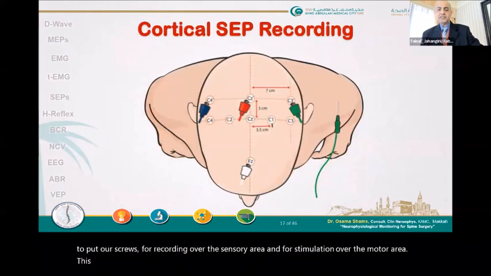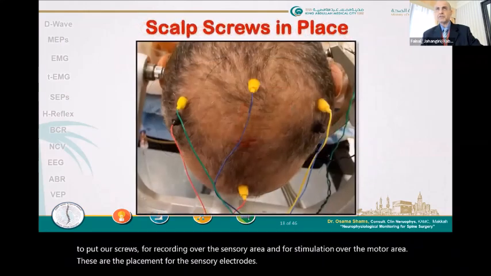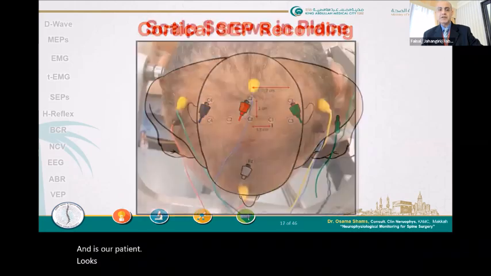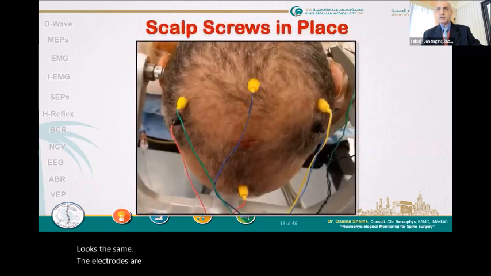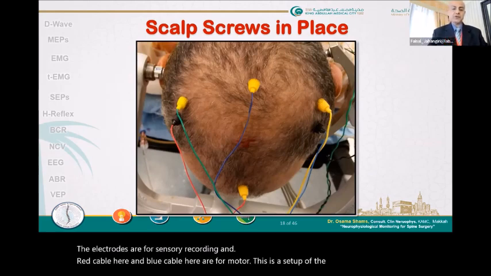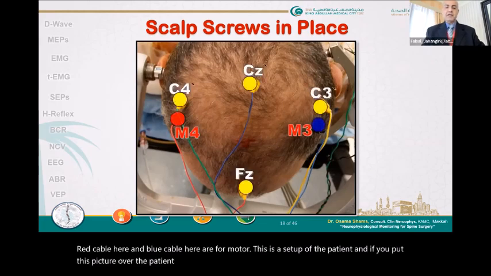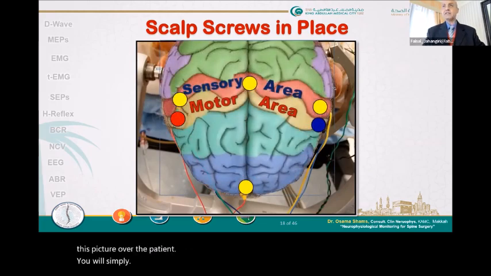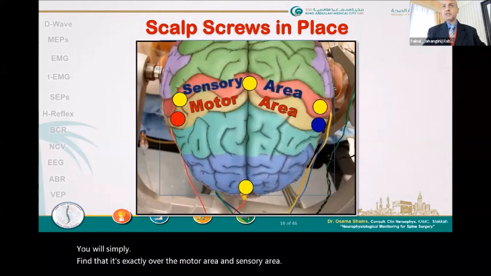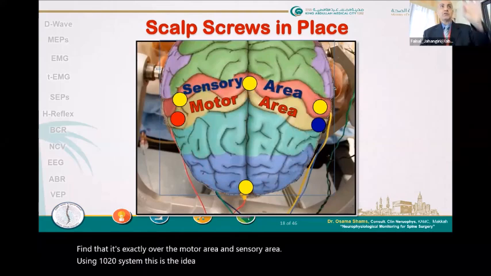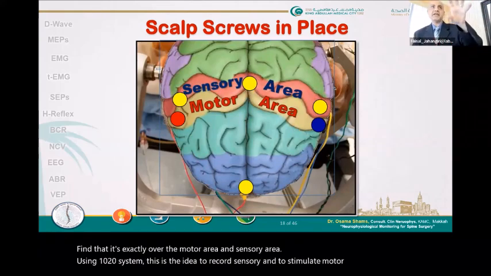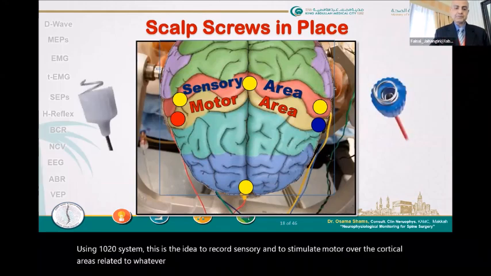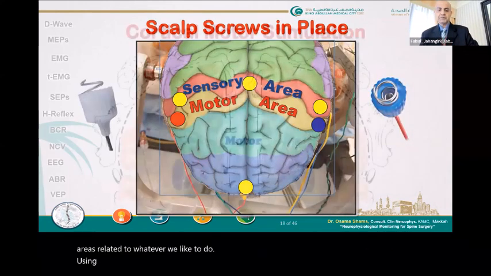These are the placement for the sensory electrodes, and this is our patient. Looks same. The yellow electrodes are for sensory recording, and the red cable here and blue cable here are for motor. This is a setup of the patient, and if you put this picture over the patient, you will simply find that it's exactly over the motor area and sensory area using 10-20 system. This is the idea, to record sensory and to stimulate motor over the cortical areas related to whatever we like to do using screws, and this is the shape of the screw.